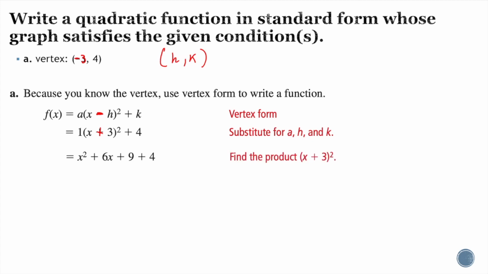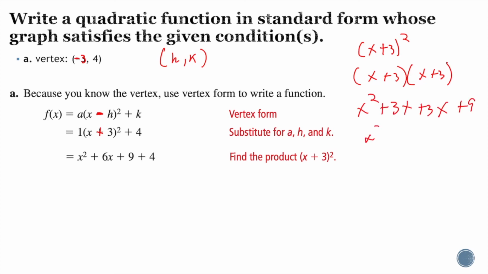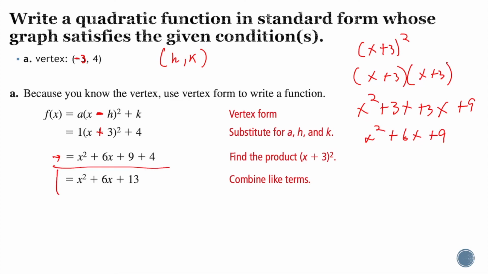Now I'm going to distribute this. If you don't remember how I get to the next step, well, that is here. x plus 3 squared, x plus 3 times x plus 3, x squared plus 3x plus 3x plus 9, x squared plus 6x plus 9. Again, that's here. Now I'm going to add the 4 in, and this is my standard form equation, and I'm done.